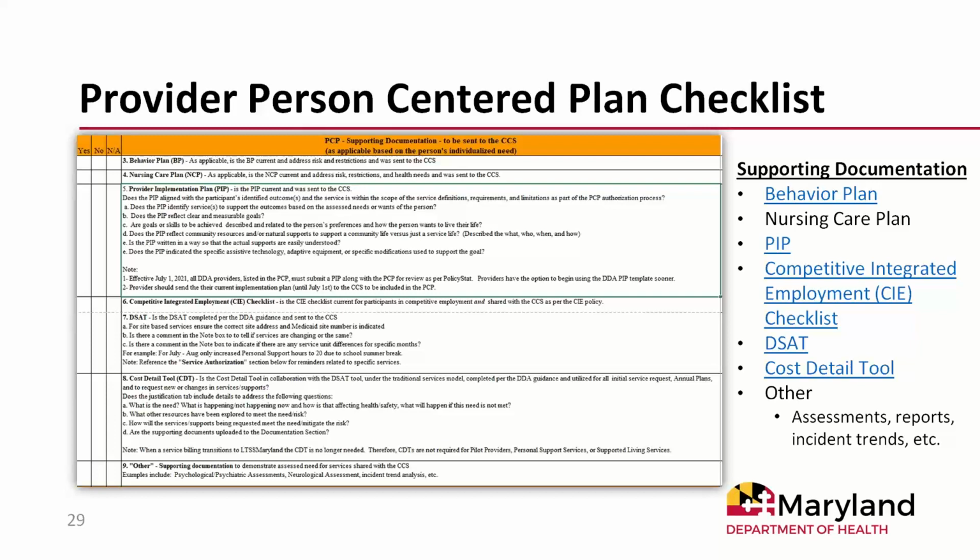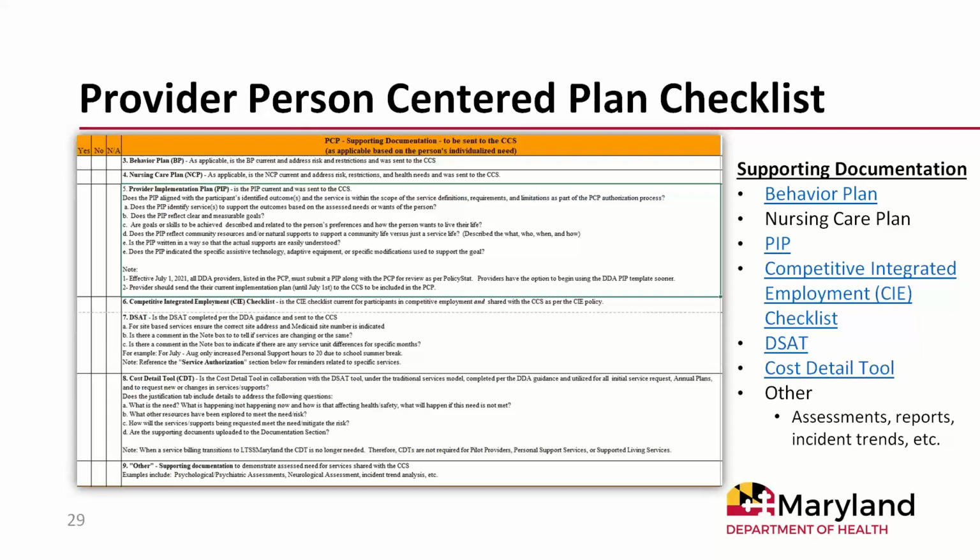The provider implementation plan is the next section, which we've just reviewed. In addition, for those people who are competitively employed and working and are seeking employment services for ongoing job supports and follow along, the competitive integrated checklist is also required. So we've included a link to the policy that you can refer to that information. There may be other documents, other assessments, reports, or incident trends that would help to demonstrate the assessed need for the participant or update the person-centered plan. Those documents should also be shared with the CCS.